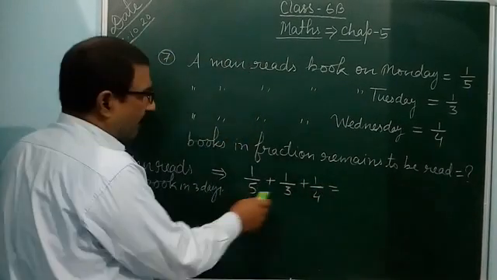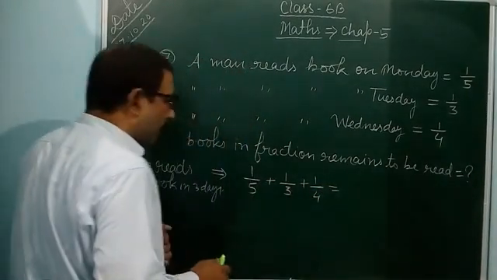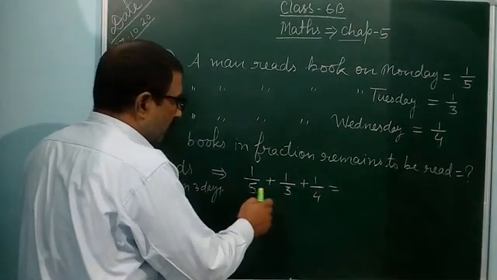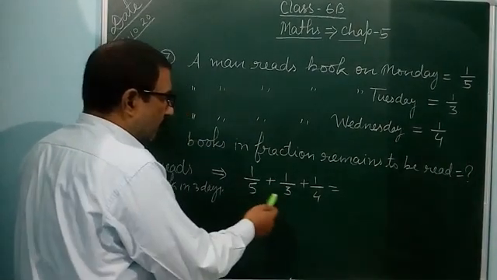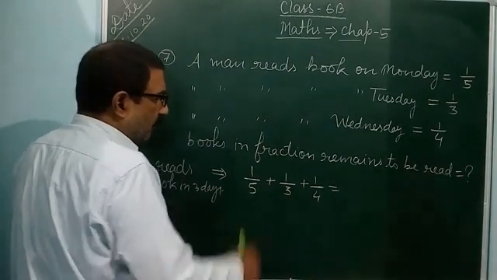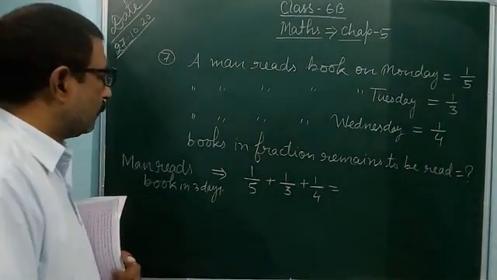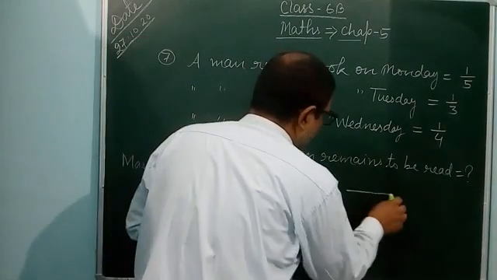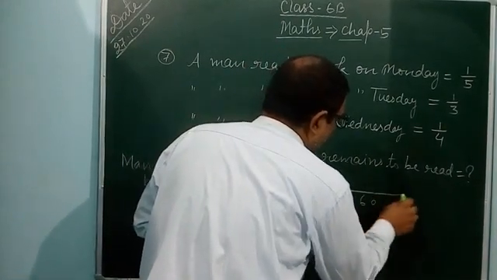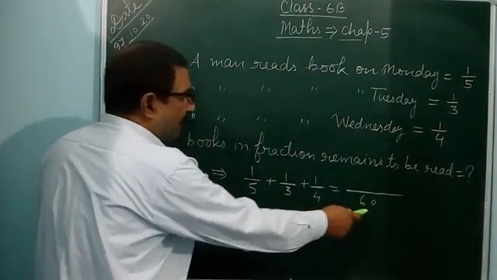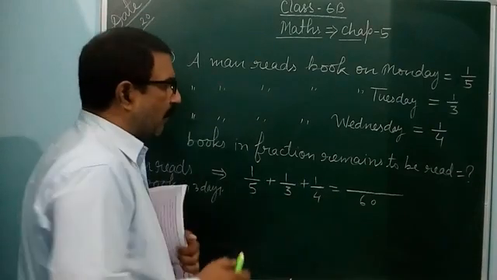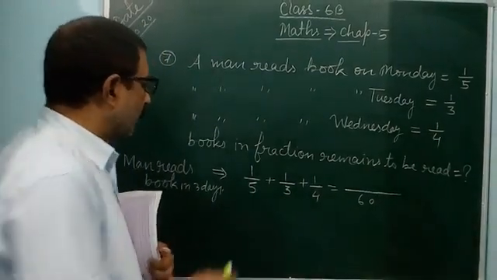The LCM of 5, 3 and 4. 5 is an odd number, 3 is also an odd number, and 4 is an even number. So you multiply them together, and 60 will be the LCM. After that, we divide 60 by 5. 5 times 12 is 60, so 12.